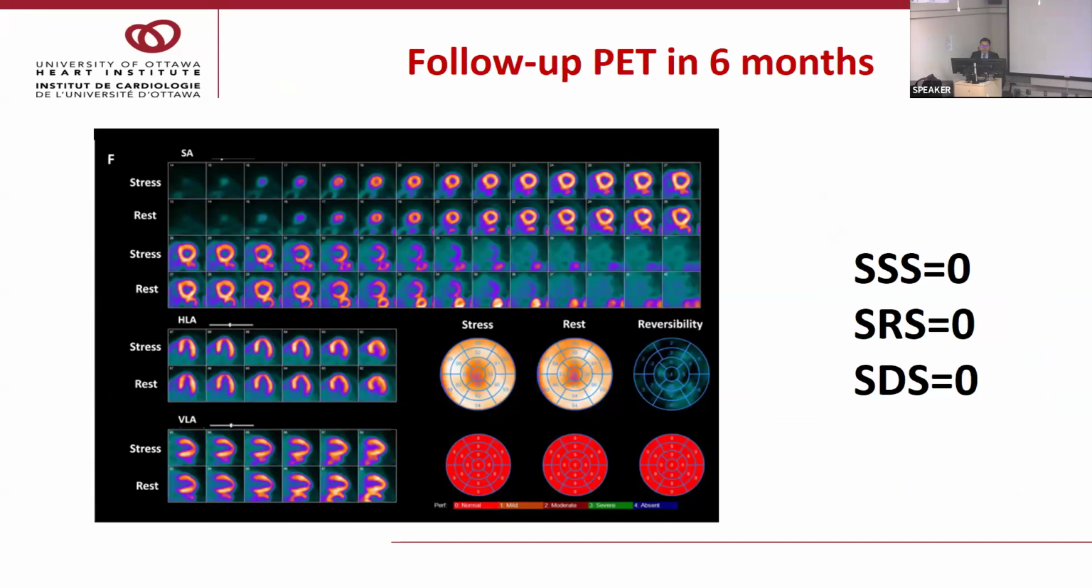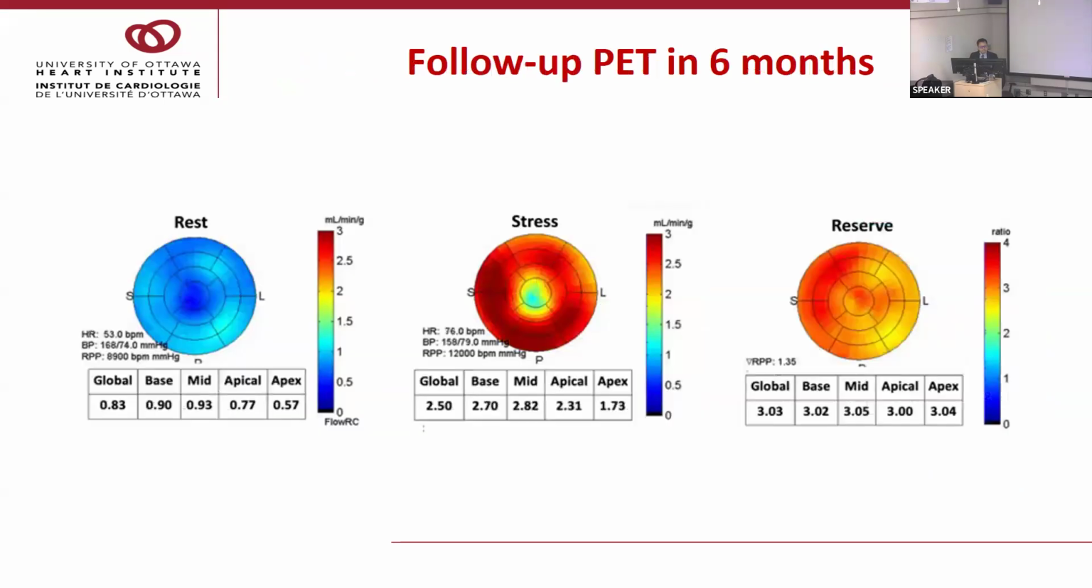This patient had a follow-up PET in 6 months. As you can see here, the perfusion defect has gone, with normal perfusion at rest and stress. Additionally, LV wall motion improved to normal. Similarly, all flow parameters were normalized. So this is a good example showing the reversible microvascular dysfunction typically seen in Takotsubo syndrome.